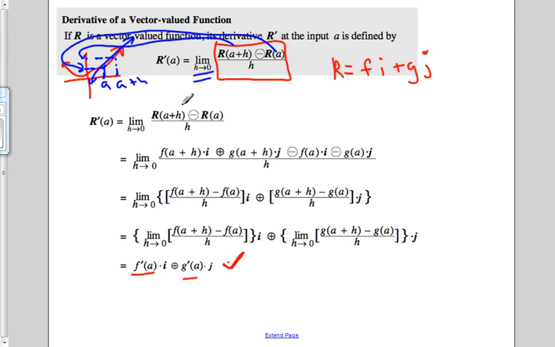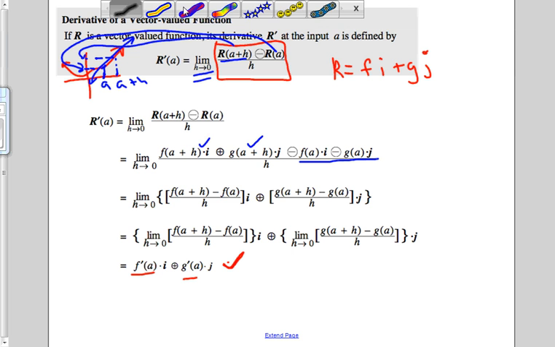As we go through this, you can spend some time looking at it, but all we're doing is evaluating each of the vectors, f of a plus h in i plus g of a plus h in j. That's just this value here. And then, maybe this will be helpful, that is that.